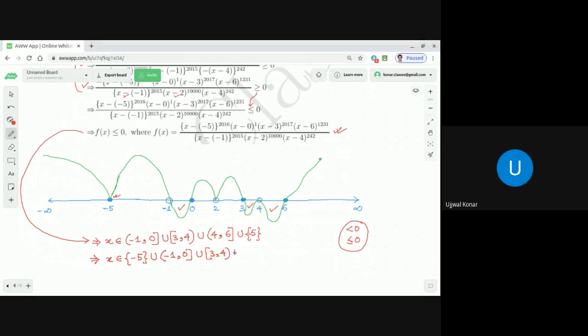And union 4 to 6. 4 is open interval and 6 is closed interval. Correct or not? Absolutely clear, dear students? Yes. Okay.